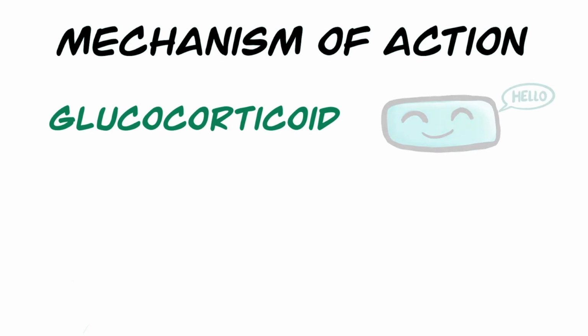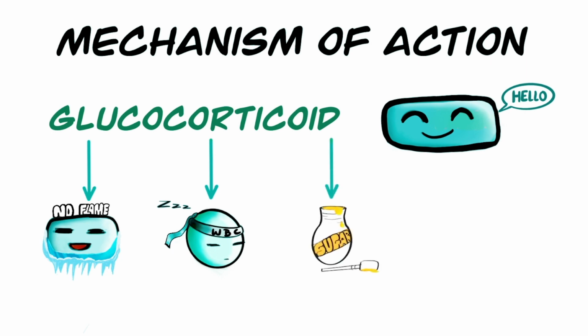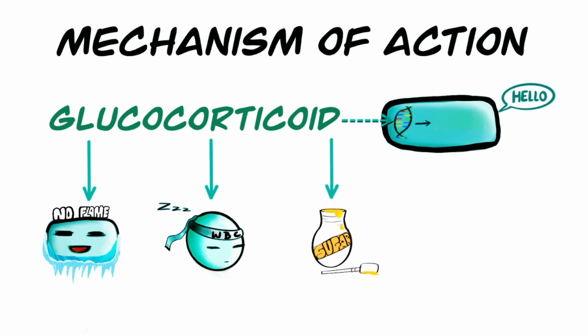So with the mechanism of action, glucocorticoids act on cells in the body to reduce inflammation, suppress the immune system, and increase glucose production. They do this by interacting with DNA in the cell nucleus, which leads to changes in gene expression. While this can be helpful in treating certain conditions, long-term use can cause negative effects on health.